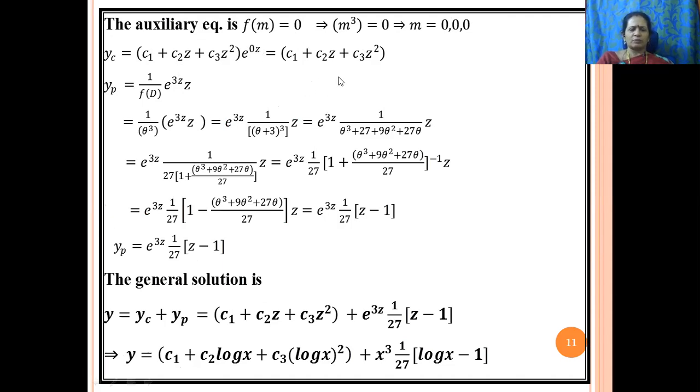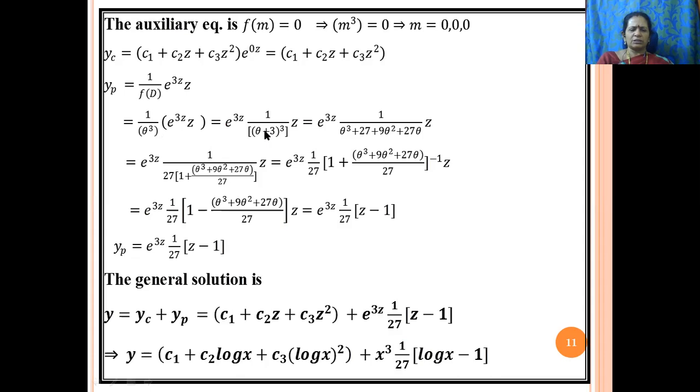So that is the formula, this one. Simplify that, we'll get this. Coming to the yp, here q is e power 3z into z. Same, this is also a product of two functions. So simplify that, and here only the single term, a is 3. So just e power 3z into 1 by (theta plus 3) whole cube into z.